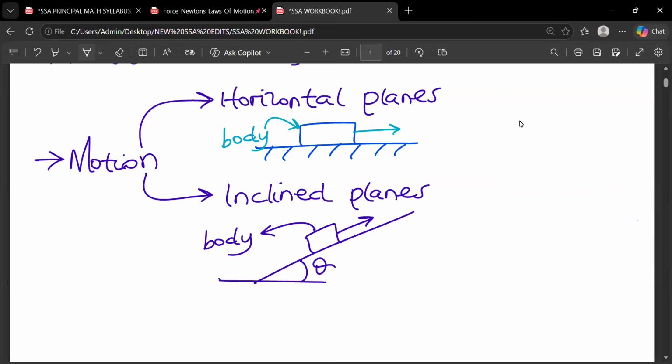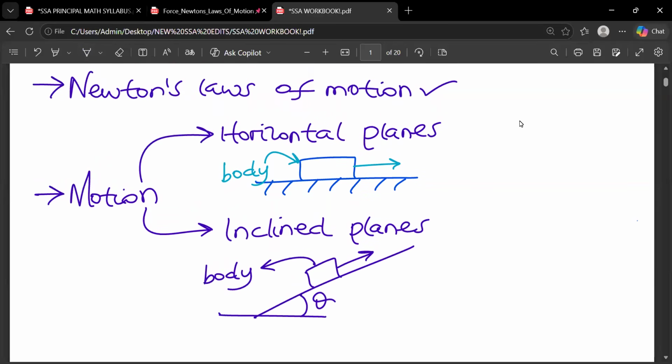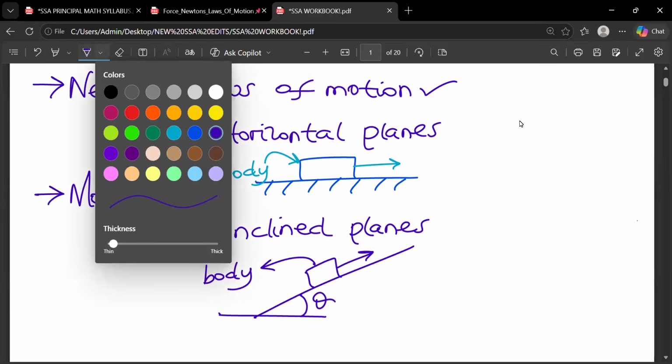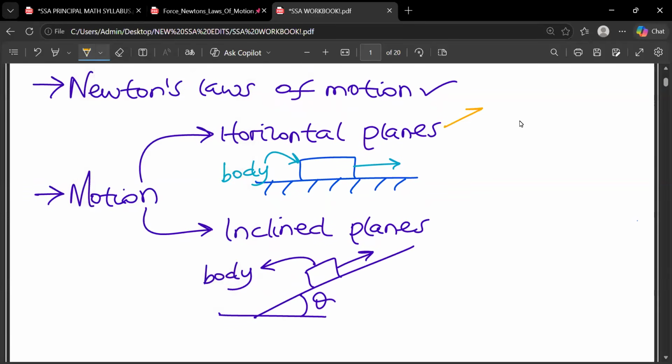But then there is something you're supposed to appreciate. Yes, we are having horizontal and inclined planes, but have it in mind they are either smooth or rough. That is something so important. Okay? Then when we come to the inclined planes, the same thing. They are either smooth or rough.